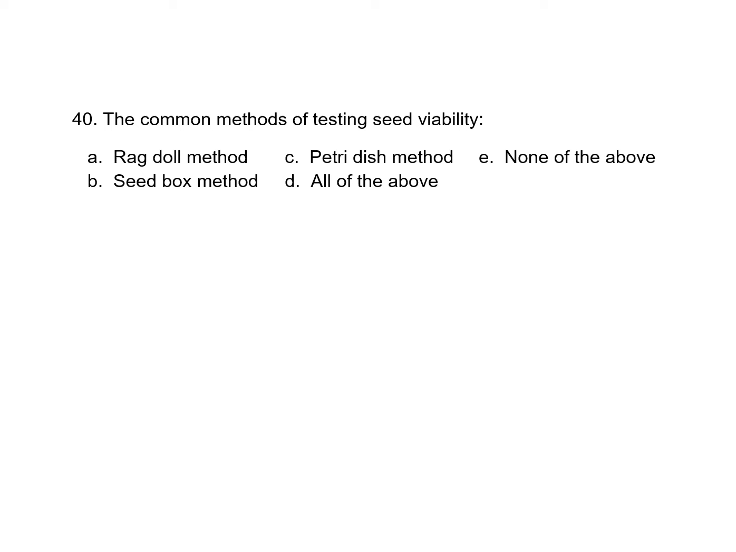Number 40. The common methods of testing seed viability. A. Ragdoll method, B. Seed box method, C. Petri dish method, D. All of the above, E. None of the above. The answer is all of the above.